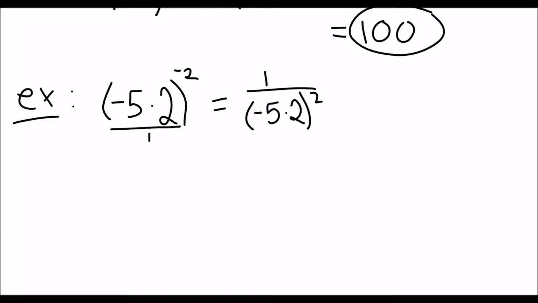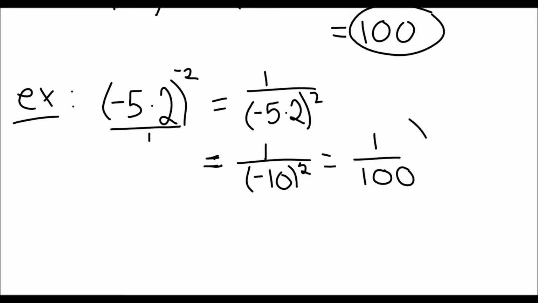And now we're just going to go ahead and use our PEMDAS rules. Parentheses, exponents, multiplication, division, and then addition, subtraction. And so inside parentheses, we're going to have negative 5 times 2 is negative 10, and that's going to be squared. And then this is going to give us 1 over negative 10 times negative 10, which is 1 over 100. And remember, negative times a negative is a positive. That is how we come out with the positive 100. So that's our first example.